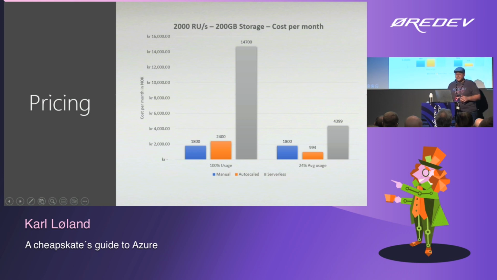And then I check for 24% average usage. This is a normal work week with 8-hour workdays to simulate a typical back office usage. For a 24% average usage, we see that the manually provisioned model is still the same. The auto-scale model becomes a lot cheaper, and the serverless consumption-based model is still the most expensive one. I have to admit that this 24% scenario is usually where the other consumption-based pricing models shine, but not for Cosmos DB.